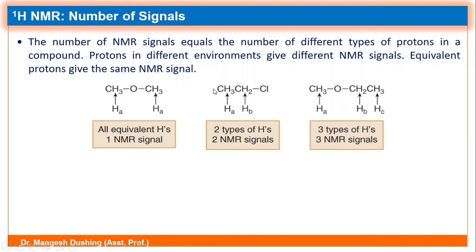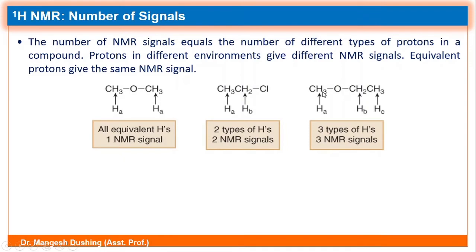Now the second example is ethyl chloride. In ethyl chloride, this methyl is attached to the CH2, so this CH2 and this CH3 are different. These 3 protons are attached to the CH2, while this CH2 is attached to the CH3 as well as Cl. So their chemical environment is different. That's why there are 2 types of protons. These 3 are one and the same and these 2 are one and the same. So there will be 2 peaks, one for these 3 protons and one for these 2 protons. There will be 2 types of protons and 2 NMR signals in the NMR spectrum.